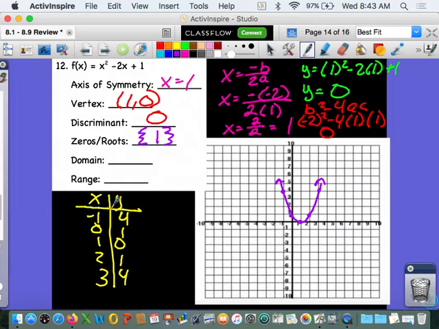What's your domain? My domain is all real numbers. Again, what makes it all real numbers? Because it's not a real world problem. And my range. Y is what? Greater than or equal to, again because it opens up. Greater than or equal to what? 0. That's your y value of the vertex. Interval notation, again, would be bracket, 0, infinity, close parentheses.